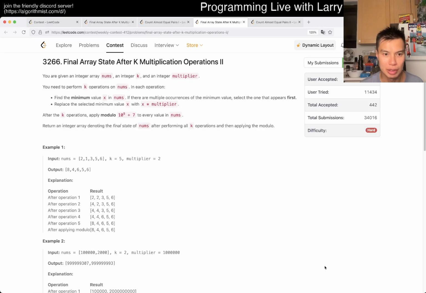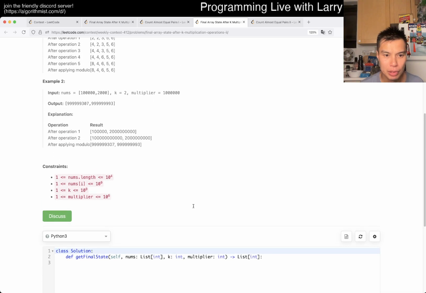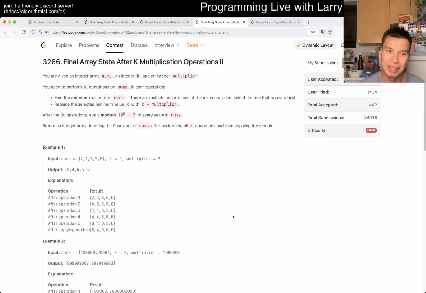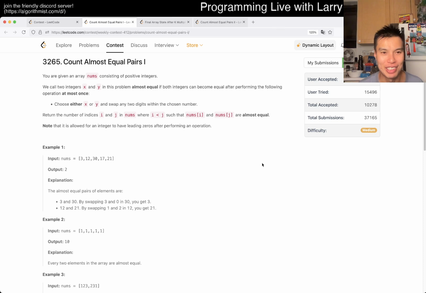Okay, let's see what this one is. Is it just bigger numbers? Oh no, mod. After the K operations. Oh, you do it after the multiplier. Oh, 10 to the 9 times, so you can't do a heap. All right, we'll come back to it. I just wanted to see if I could reuse this one.